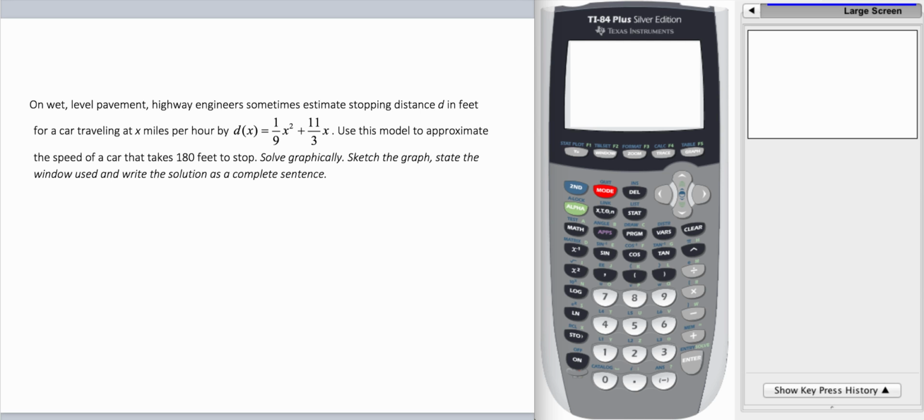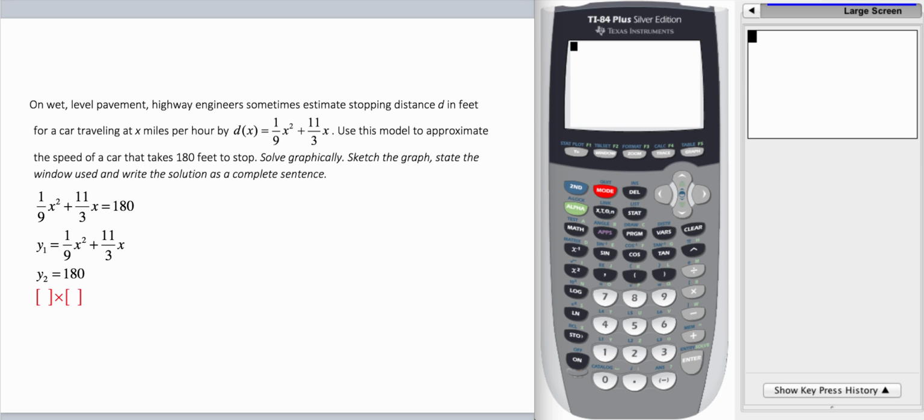We're going to solve this graphically, sketch the graph, state our window used, and then write the solution as a complete sentence. So the first thing we need to ask ourselves is, what equation are we trying to solve? That's 1/9 x squared plus 11/3 x is equal to 180. The way that we're going to solve this is using the intersection method. So y1 is going to equal the left-hand side of our equation, and y2 is going to equal the right-hand side of our equation.